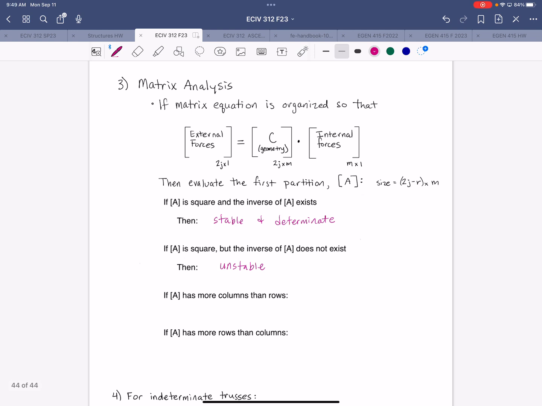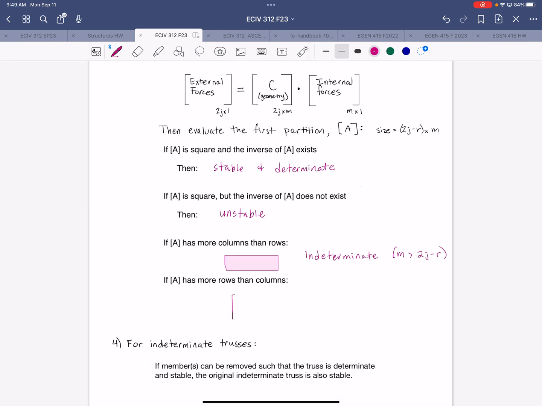If it has more columns than rows, a rectangle that's longer than it is tall, that would be an indeterminate truss, because the number of columns represents the number of members, and that's greater than the number of rows, which is 2j minus r. And flip side, if you have more rows than columns, it's unstable. That's just your m is less than 2j minus r.